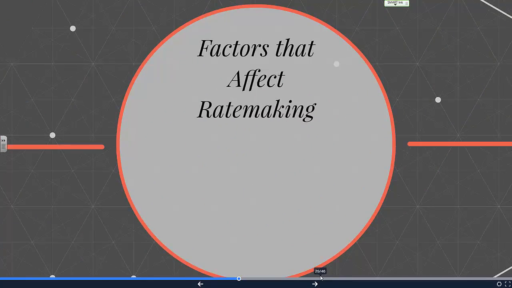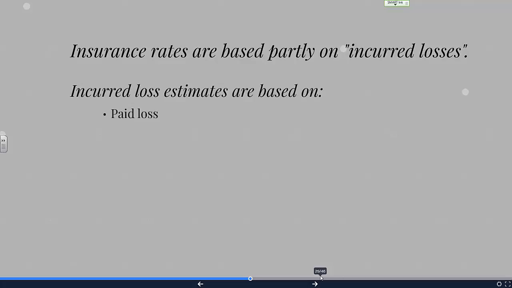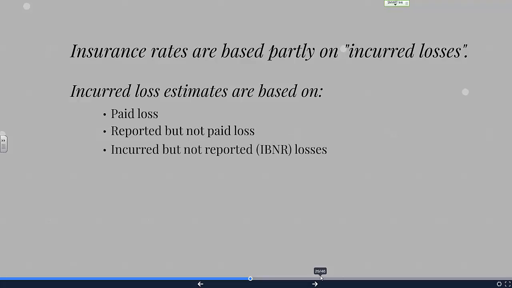Let's look in general at the factors that affect rate making. First, of course, the estimation of losses. Insurance rates are based partly on what are called incurred losses, which we discussed earlier in the semester. Incurred loss estimates are based on paid losses, reported but not paid losses, and of course, incurred but not reported losses. Paid losses, of course, are the most certain of the three.